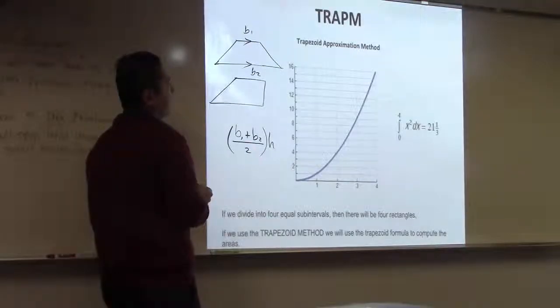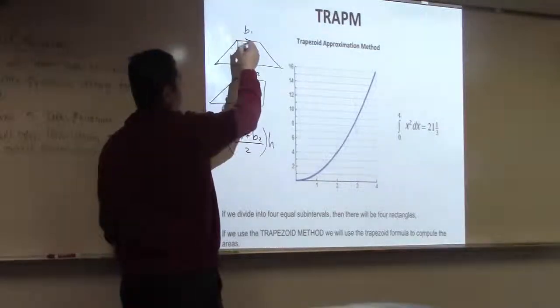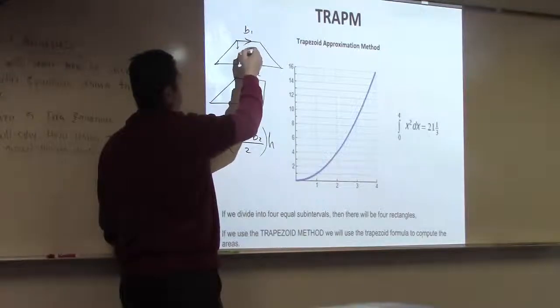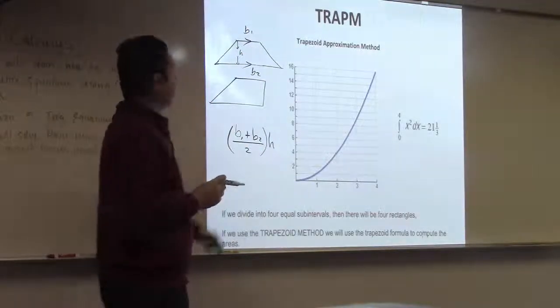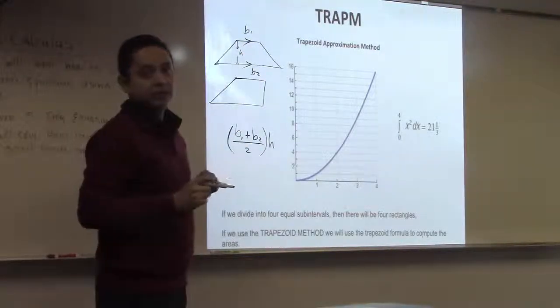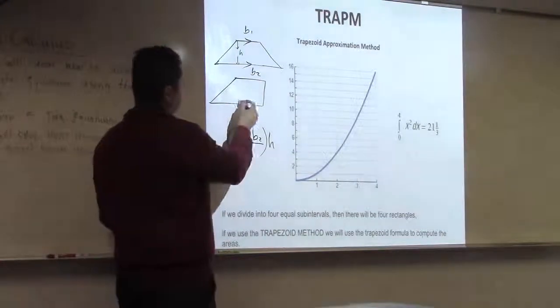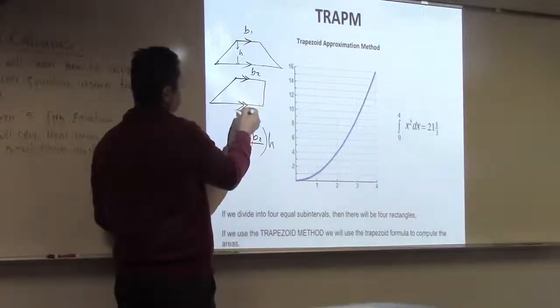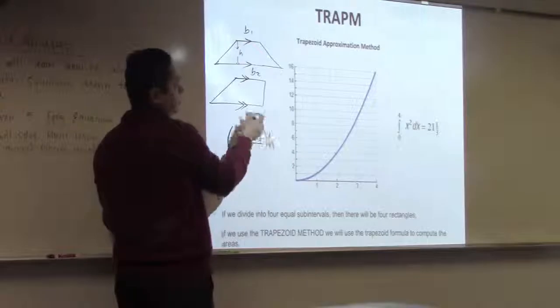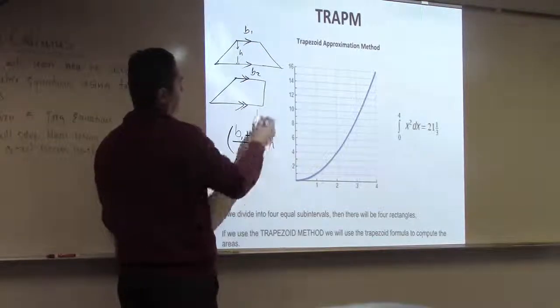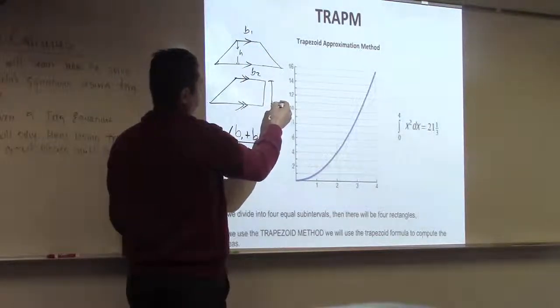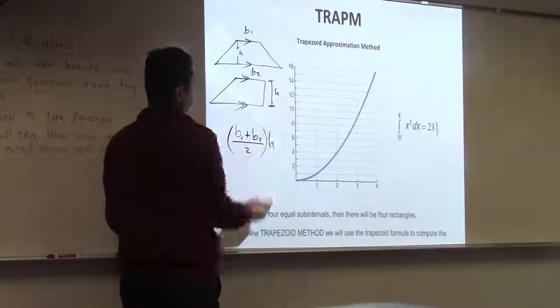You cut that in half. And the height is whatever that magnitude is right there. Right? So in this case, that's parallel to this one. So that's your B1, your B2, or your backwards B1 and B2. And your height is just this right here. Okay?